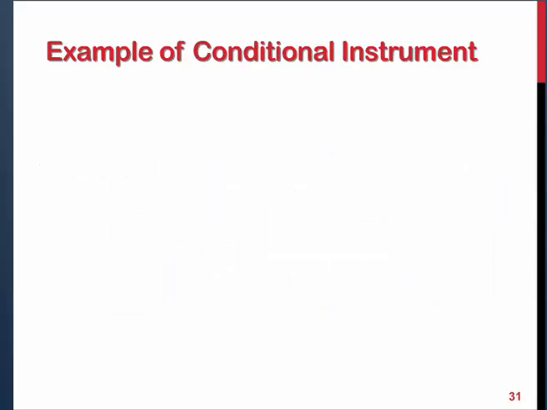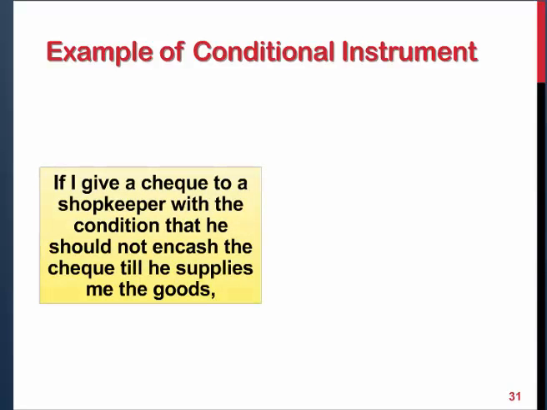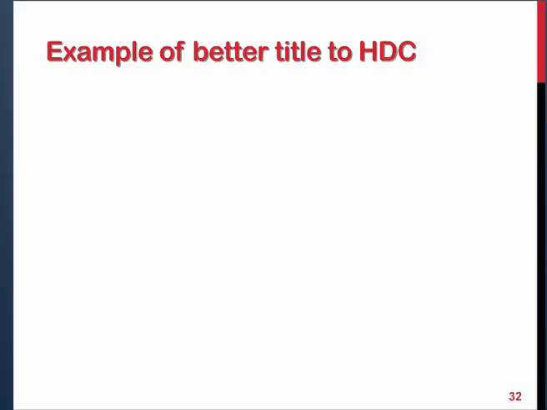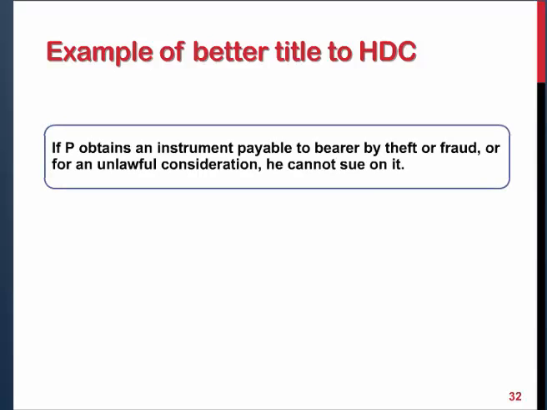Let's take an example of a conditional instrument. If I give a check to a shopkeeper with the condition that he should not encash the check till he supplies me the goods, anybody encashing the check prior to fulfilling the condition is liable to return the money, except the holder in due course. Let's have an example of better title to a holder in due course.